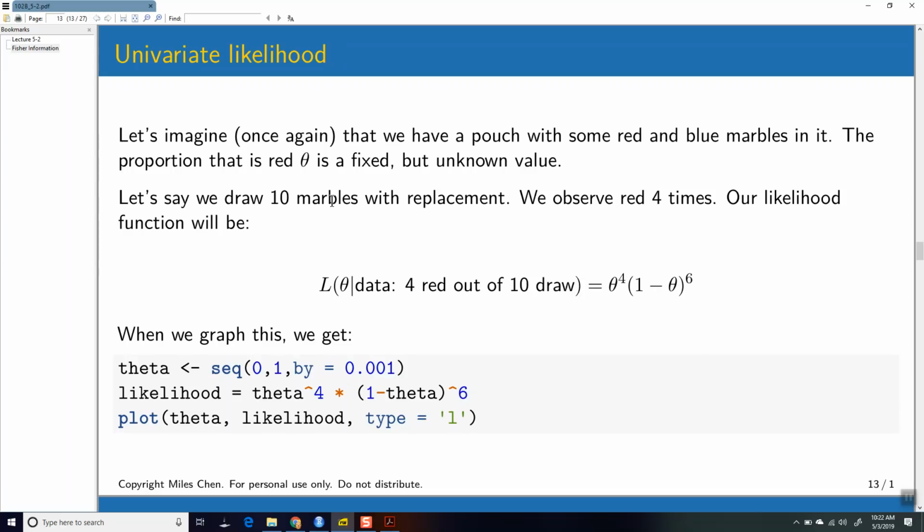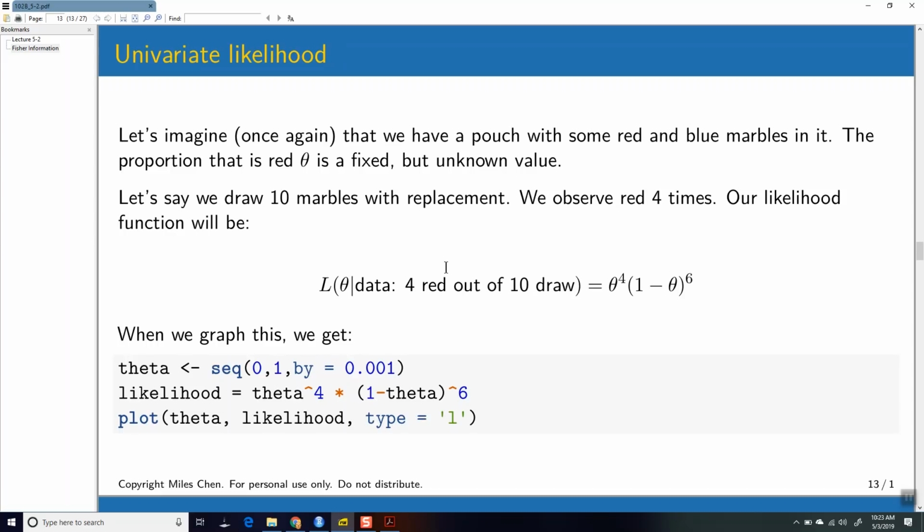All right, we're going to start off with our silly example. I have this pouch, and we're going to pretend that there are red marbles and blue marbles in it. There's some proportion theta that's fixed. We don't know what it is, but we're going to try to guess by taking one marble out at a time and putting it back in. It's a stupid thing to do in real life, but it makes for a good example.